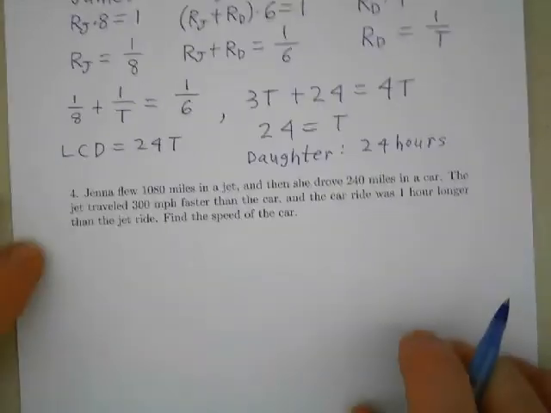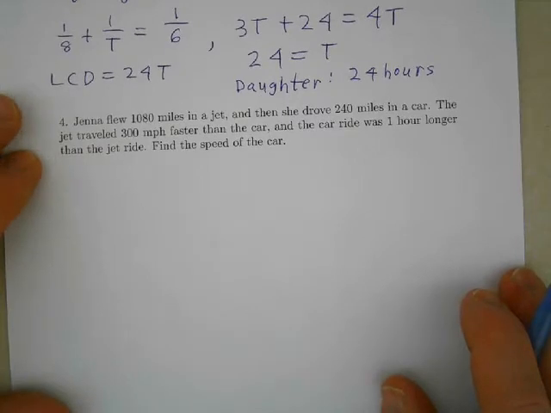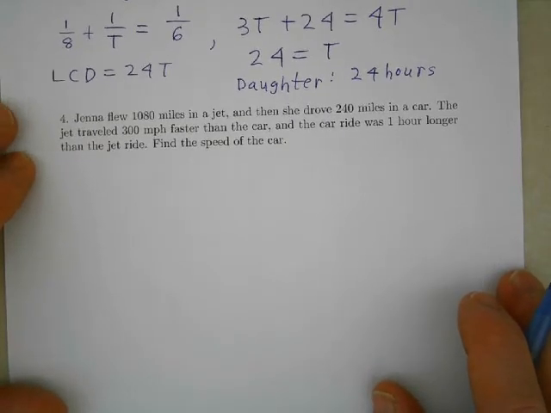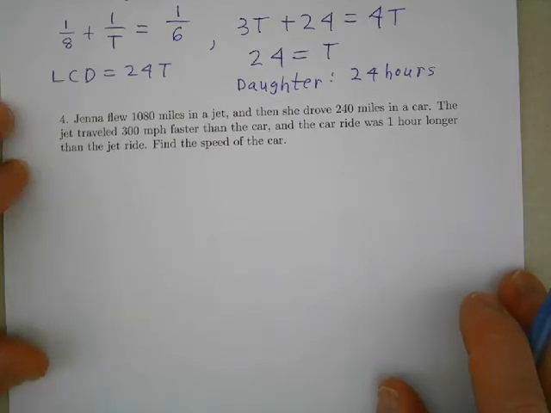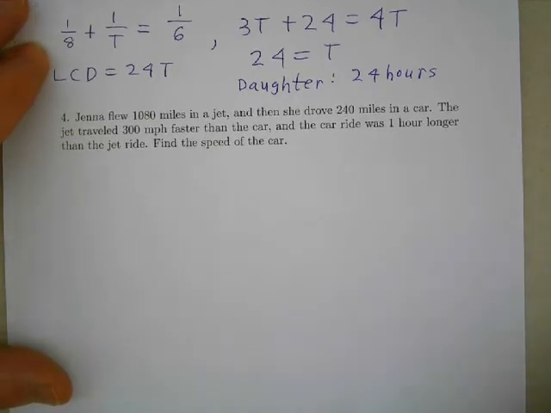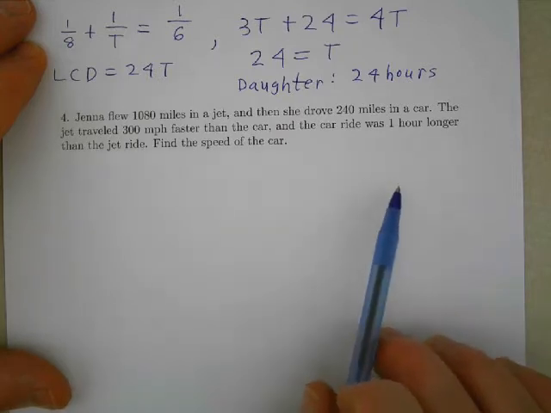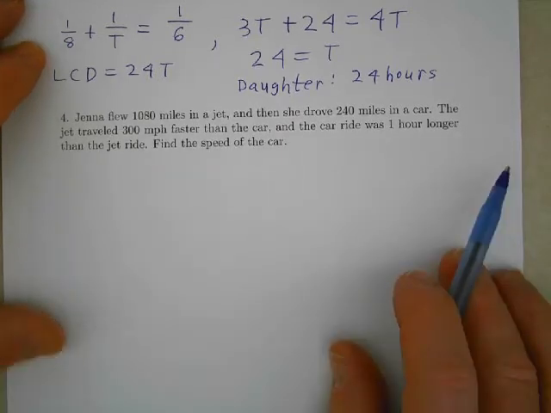In number 4, Jenna flew 1,080 miles in a jet, and then she drove 240 miles in a car. The jet traveled 300 miles per hour faster than the car, and the car ride was 1 hour longer than the jet ride. Find the speed of the car. This is another rate times time equals distance problem, and 2 scenarios are described.